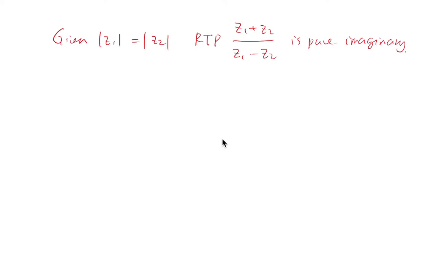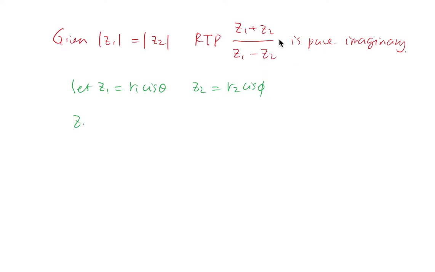If you want to show something is purely imaginary, you need to make sure it has no real part. So we don't know what Z1 and Z2 are, we just know they have the same magnitude. So I'm going to let Z1 equal R1 cis theta and Z2 equal R2 cis phi, and then plug Z1 and Z2 into the expression we're trying to prove.